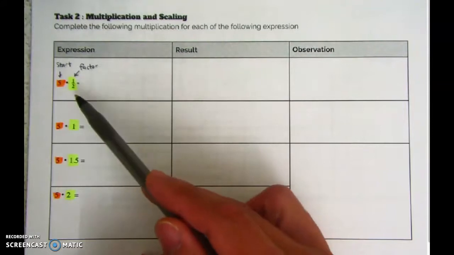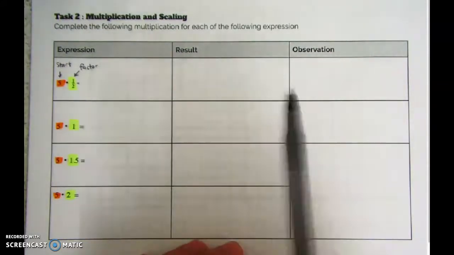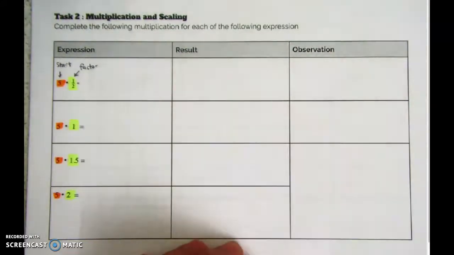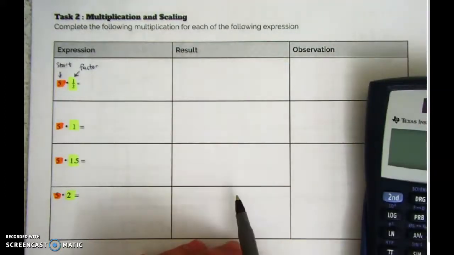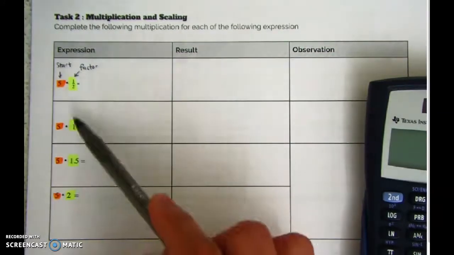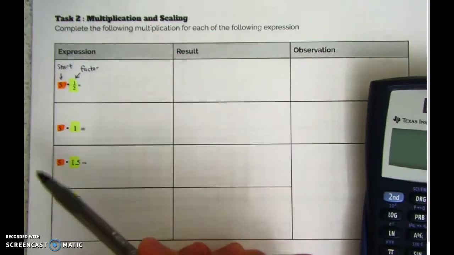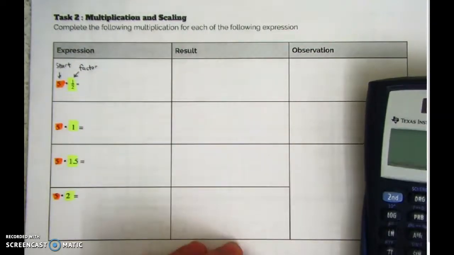So over here, we're just going to plug it into our calculators. So our goal is to see what happens in the results and see if we can make any observations or any rules with what happens when you multiply a different kind of number to 5. So let's just figure out the results first.